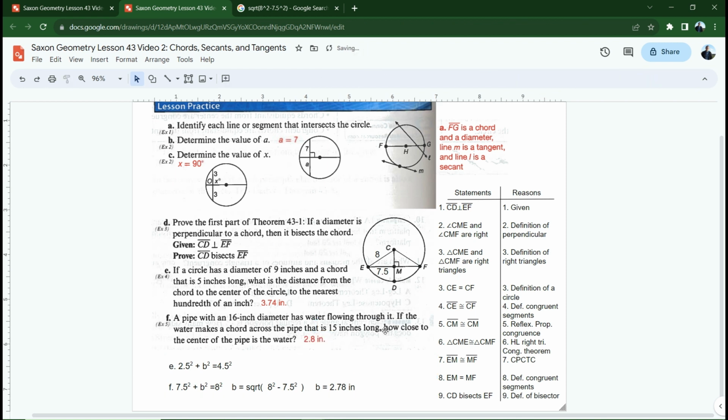Bam, 2.8. Did it say to the nearest tenth of an inch? How close to? No, it didn't say, but it got rounded to the nearest tenth of an inch. I prefer to round to the nearest hundredth of an inch anyway. All right, that's how you do these sorts of problems. You should be ready to go for next time.